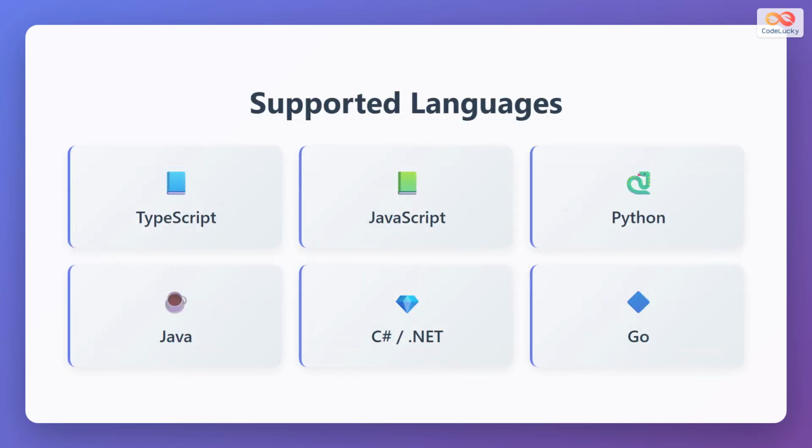One of CDK's greatest strengths is its support for multiple popular programming languages. You can write your infrastructure code in TypeScript, JavaScript, Python, Java, C# or .NET, and Go. This flexibility means you can use the language your team is most comfortable with, rather than learning a new domain-specific language. Each language has full support for all CDK features, so you can choose based on your team's expertise and preferences. This multi-language support makes CDK accessible to a wide range of developers and organizations.